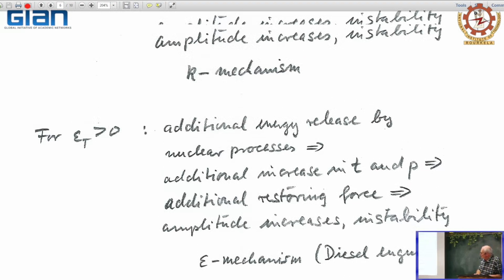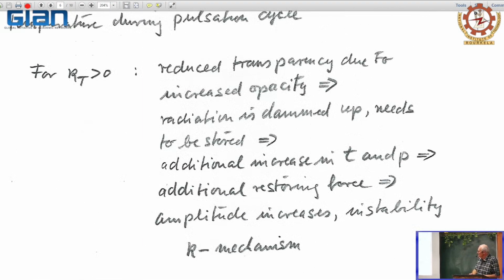Well, another mechanism which we have already seen is the Kappa mechanism. It works in the following way. If the opacity increases with temperature, that means if in the phase of maximum compression and the phase of maximum temperature, the opacity is increased, kappa T is positive, then the stellar material reduces the transparency with respect to the transport of energy. Increased opacity means the transparency is reduced.